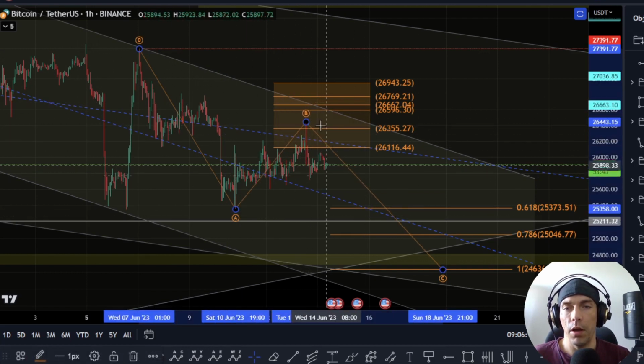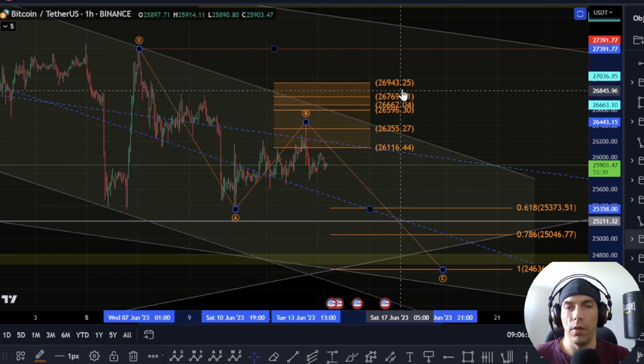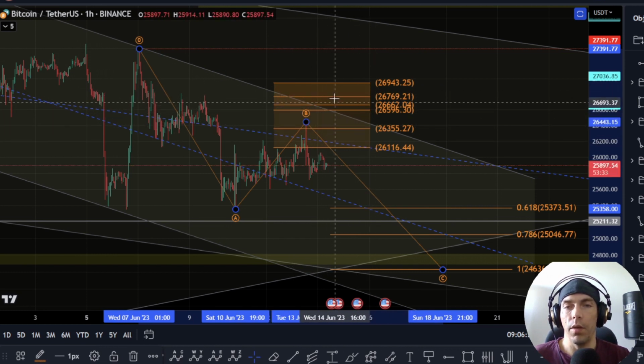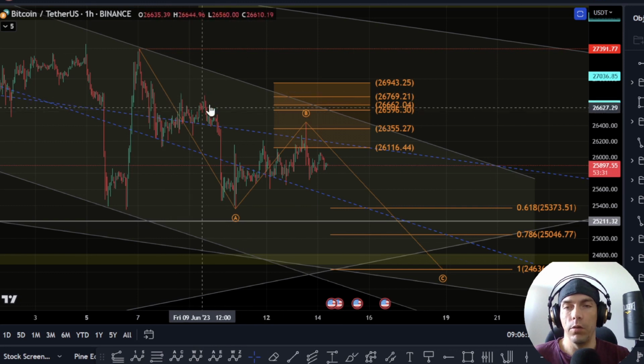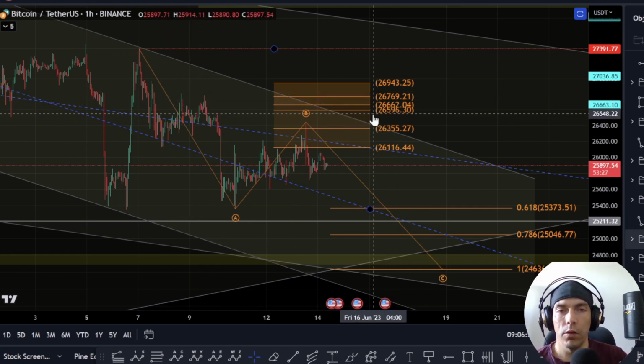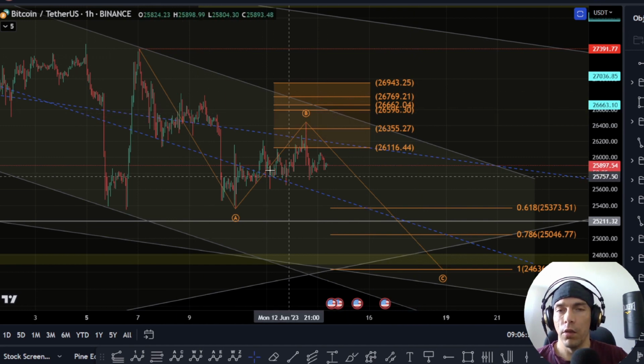Now, we're going to go over the micro count here in a second, but it is also possible we could still see a push up here towards this 786, which would be at this 26,943, or alternatively into this golden pocket, which would bring us back into this channel, as well as potentially looking to retest some of these areas over here towards this 26,662 to this 26,596. So keep an eye on this.